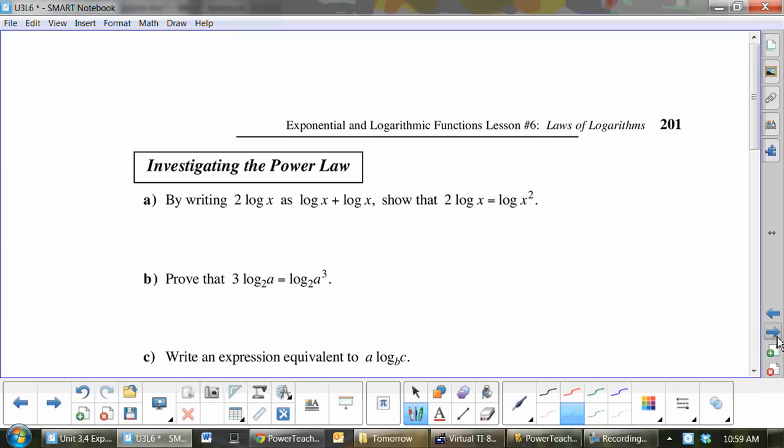Okay, now I just want to look at this one right here. It says prove that 3 log 2 of a is the same thing as log 2 of a cubed. So what are they doing? They're just putting this up there, and they're saying, see if they're the same. Well, 3 log 2 of a would be the same thing as log 2 of a plus log 2 of a plus log 2 of a, right? So let's write that down. That's log 2 of a plus log 2 of a plus log 2 of a.